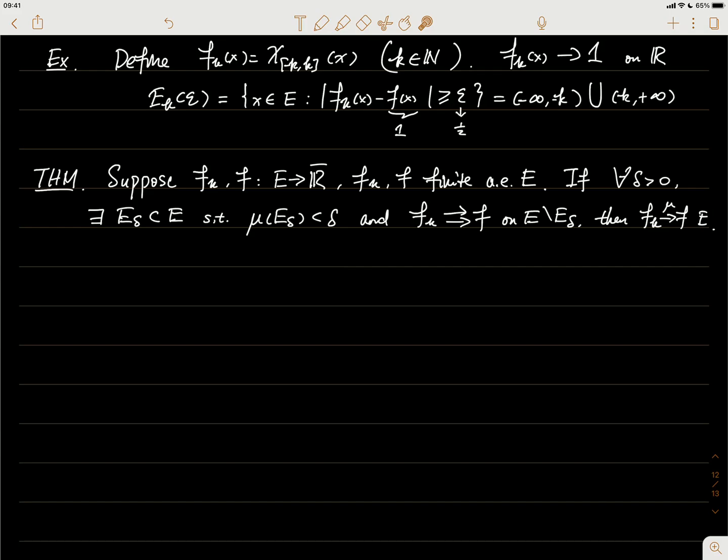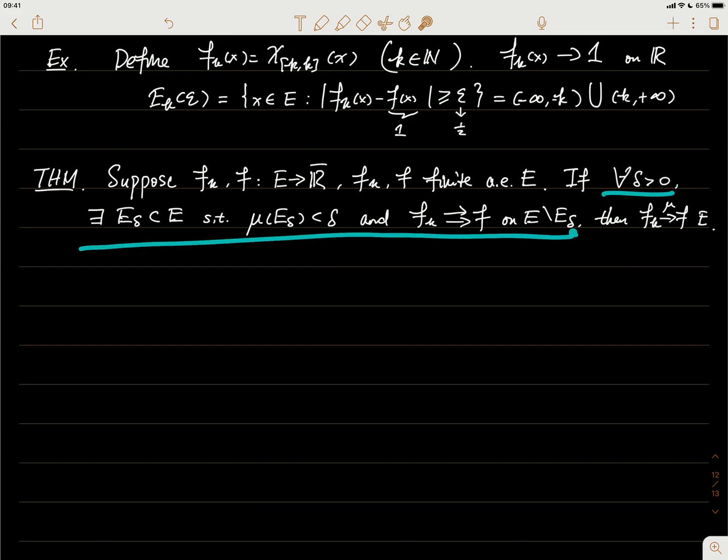Okay, so if you can still recall what we did previously, if the set E is bounded, or has a bounded measure, I should say, and fk converges to f almost everywhere, then fk converges to f nearly uniformly in the sense of this.